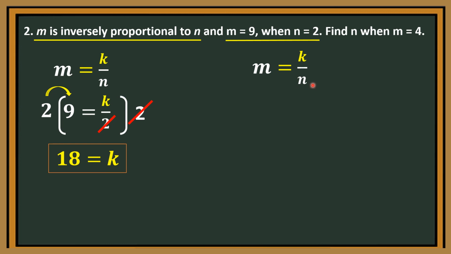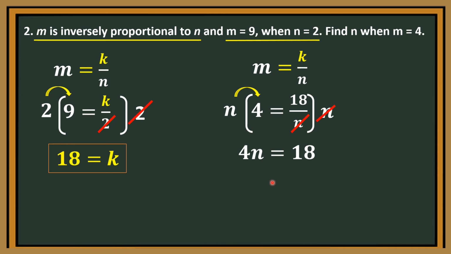That is the question. The substitution, that is 4 is equal to 18 over n. Then multiply both sides by n. Let us cancel n on the right side. So what remains here is 18. Then on the left side, we're going to multiply the 4. So that is 4n is equal to 18.